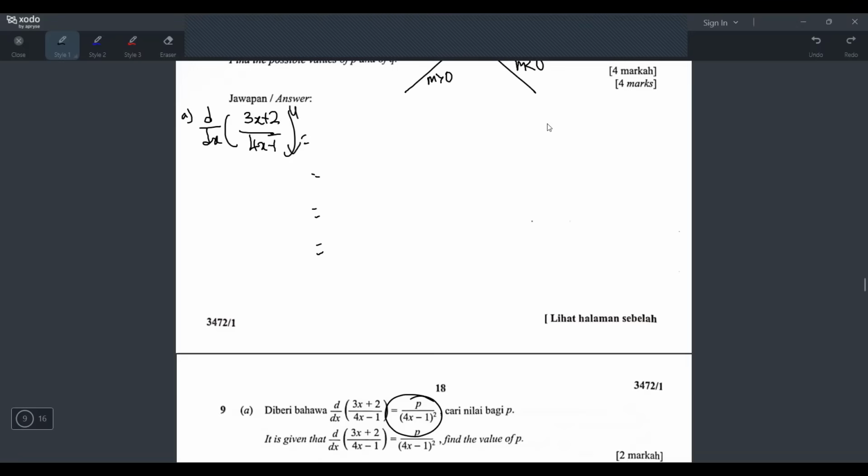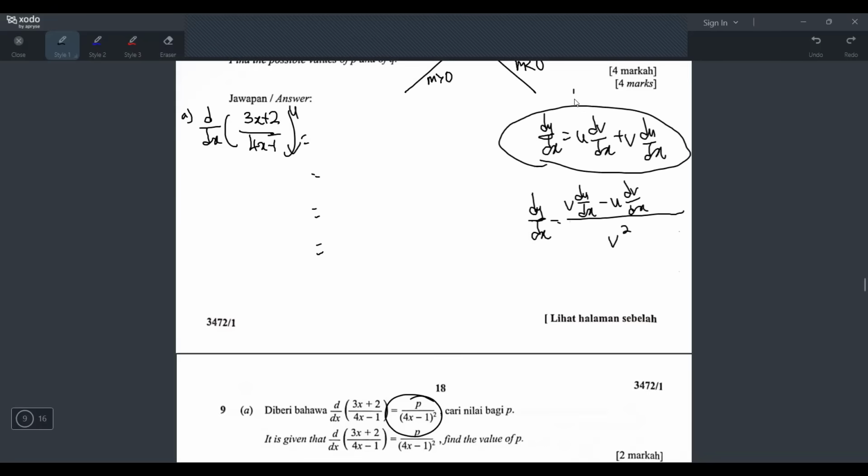The UV formula. And the UV formula ada dua tau. Satu UV formula is salin U differentiate V tambah salin V differentiate U. This is the first one. And there's another UV formula which is salin V differentiate U minus salin U differentiate V over V square. Okay, this yang atas punya we call it product rule. Yang bawah ini kita panggil quotient rule, right?